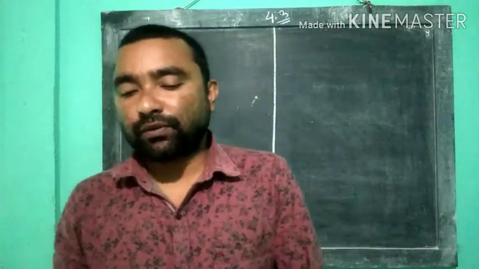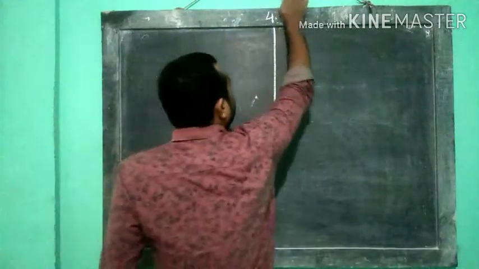In the last class, we discussed determinants. We have already completed exercise 4.3. Today, we are going to solve exercise 4.4. So, what is in exercise 4.4? Write the minors and cofactors of the elements of the following determinants.